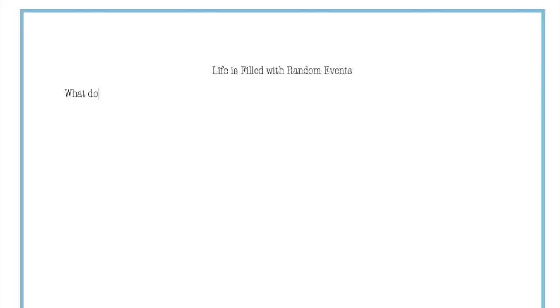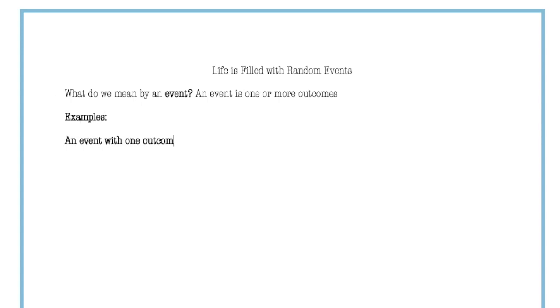Life is filled with random events. But what do we mean by the word event? An event is one or more outcomes. For example, we can have an event with one outcome, which would be rolling a 1 on a die, or an event with multiple outcomes, rolling an even number on a die.